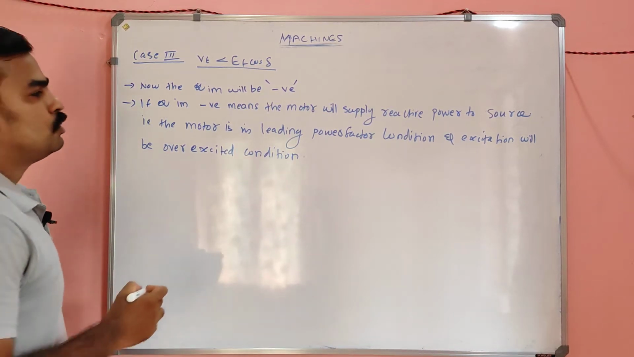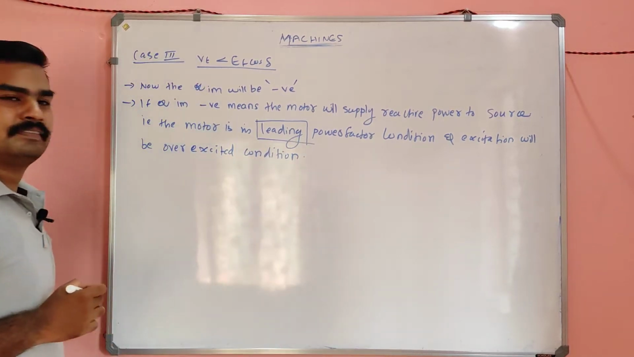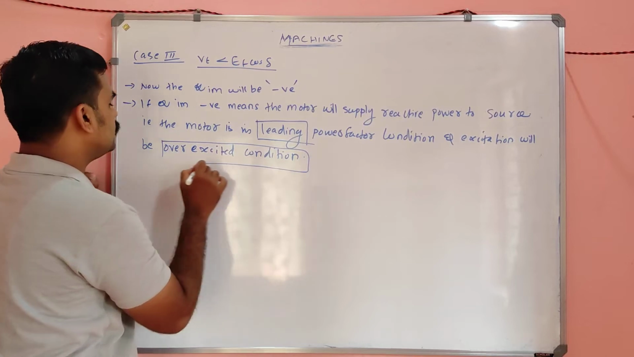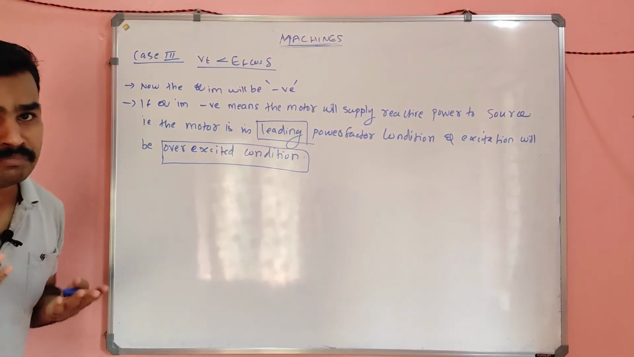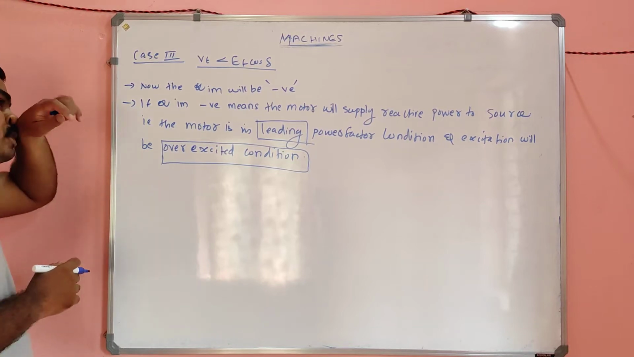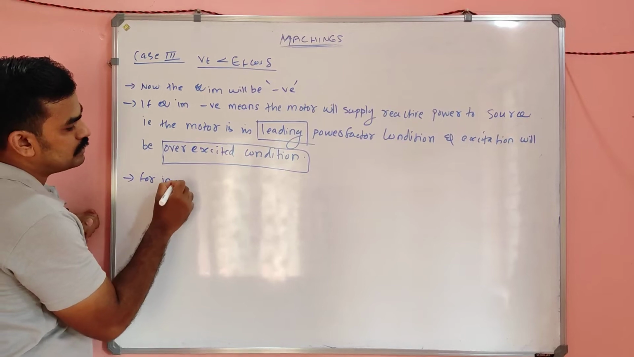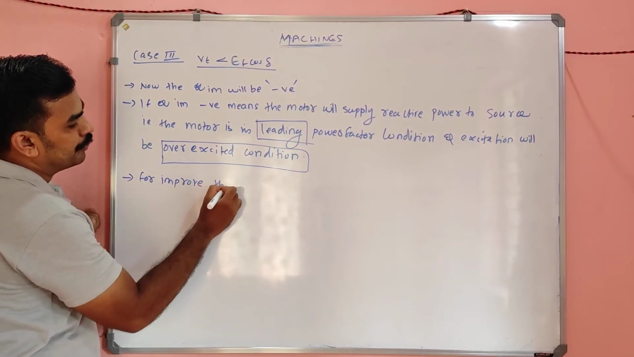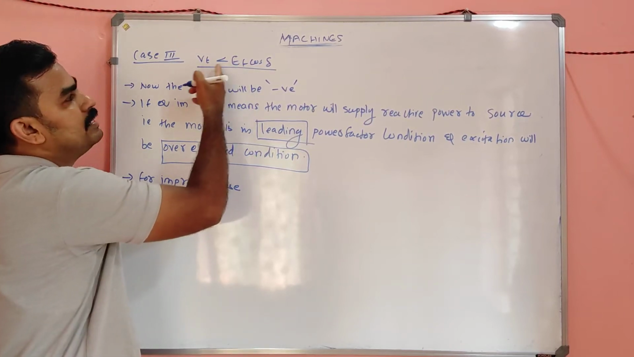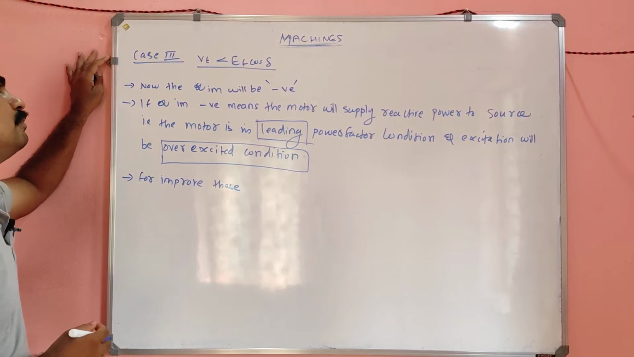Okay? So we have to improve this leading to unity. We have to improve this over-excited condition to normally excited. That is the meaning of power factor control, my dear. So what do we have to do to improve this? We have to break this relationship, that is Vt less than Ef cos delta.